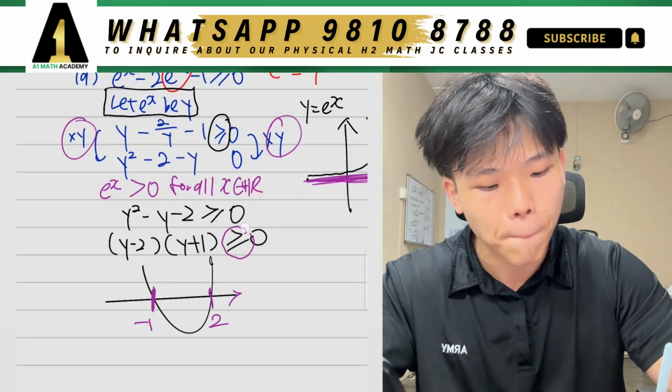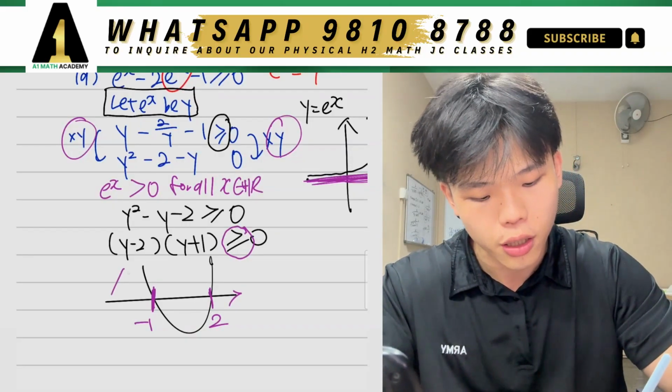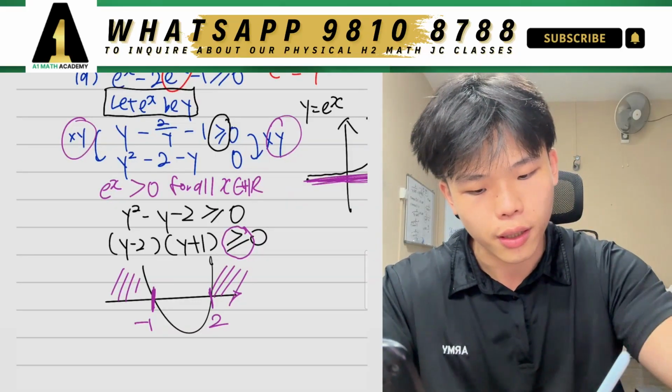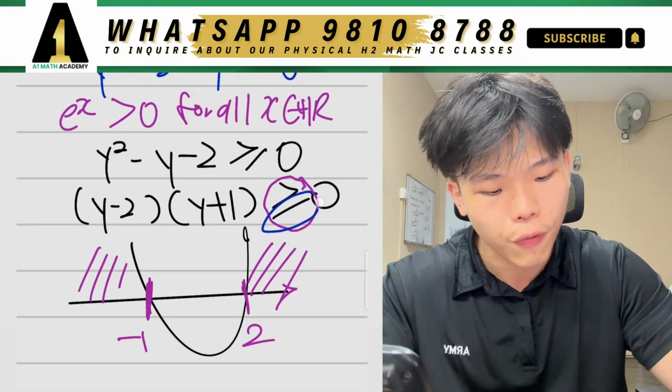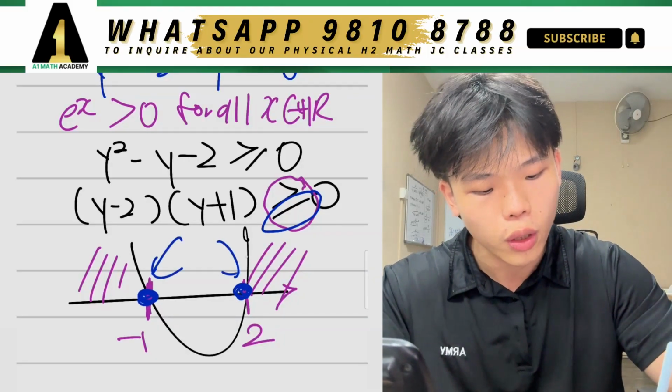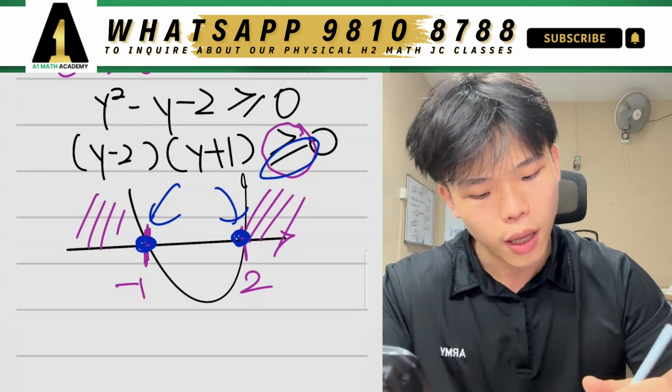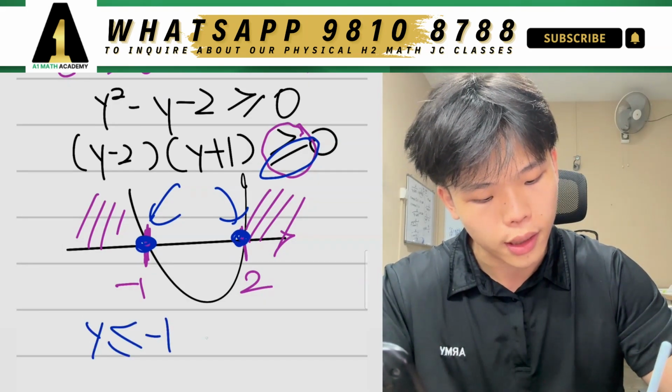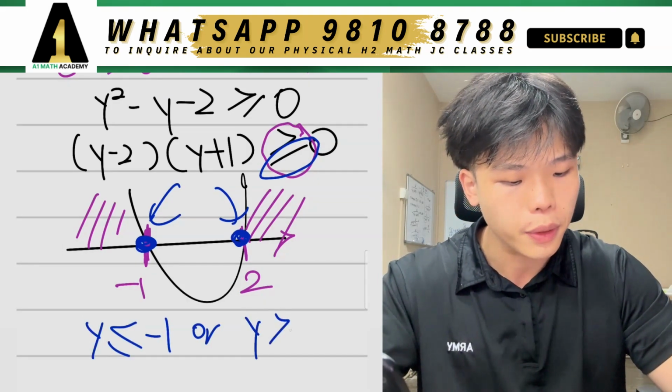Since we are taking the positive, bigger than or equals to 0 portion, we'll take this portion and this portion. Just take note that since it's inclusive of 0 as well, these two over here are circled. That means we will also take into account these two. So therefore, y is lesser than or equals to -1, or y is bigger than or equals to 2.